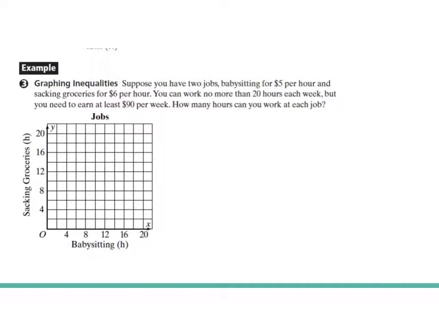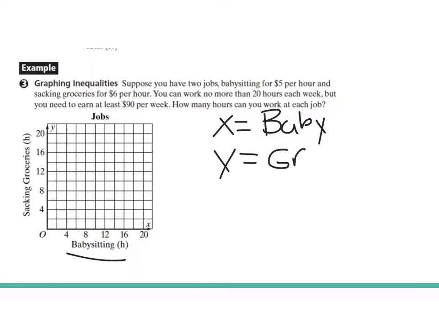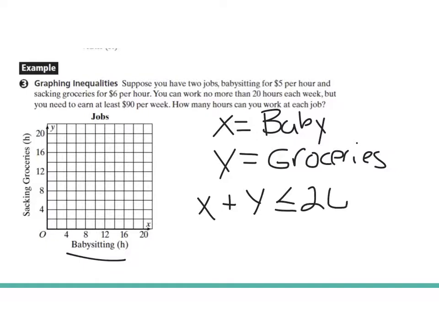So again, anytime you're writing your equations or inequalities, you want to first identify your unknown. So we're going to let x equal the hours of babysitting, and you can see I have that on the x-axis here. And then y is going to be the groceries. So our first inequality is going to be that hours. Our total hours must be less than or equal to, no more than, right? So we're going to use that equal to sign, no more than 20 hours. So 20 hours is our maximum.